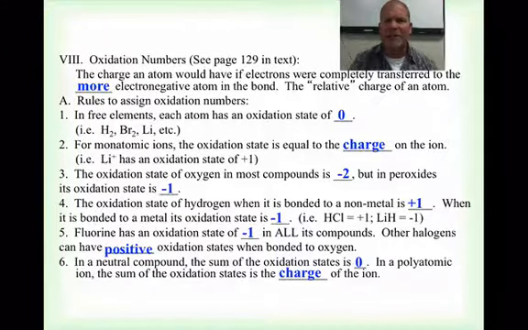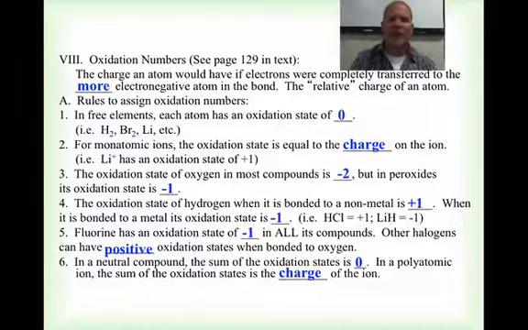This really comes into play when you saw some of our polyatomic ions and tried to figure out why those charges don't always match up if you step back and think about it. The oxidation number, by definition, is the charge an atom would have if electrons were completely transferred to a more electronegative atom in the bond. The relative charge of the atom, in other words. So, rules to assign oxidation numbers.